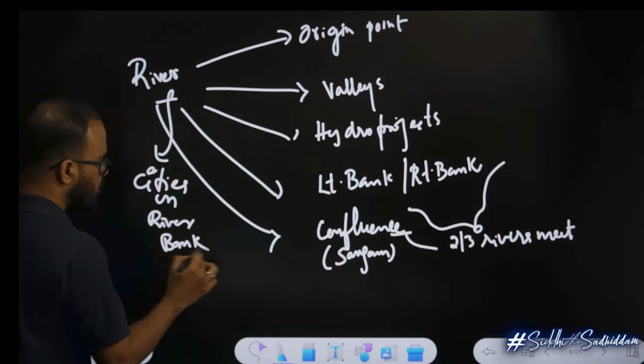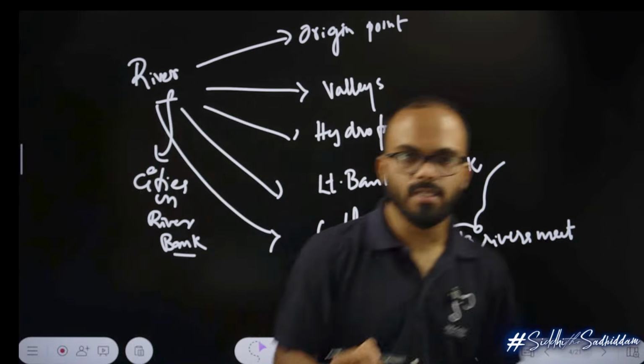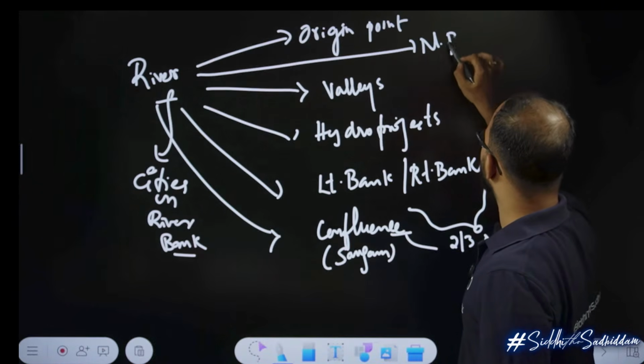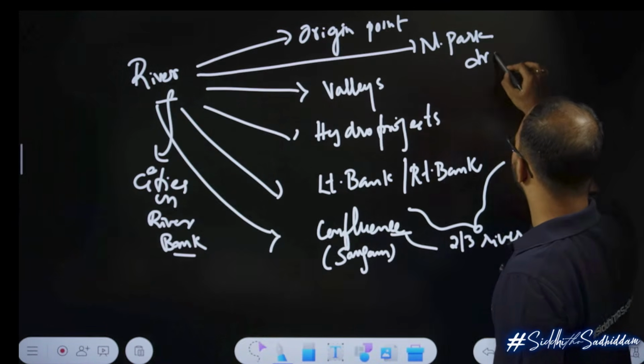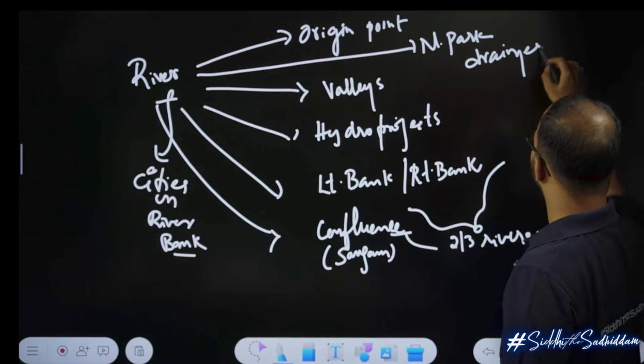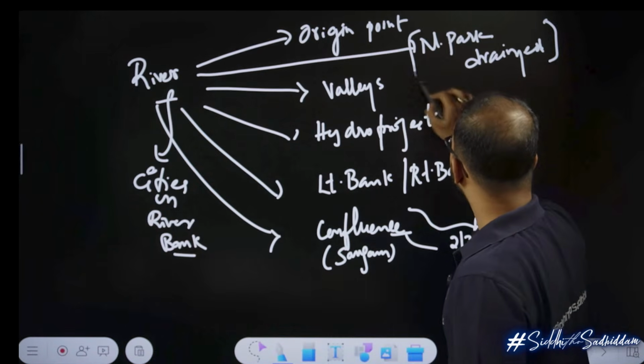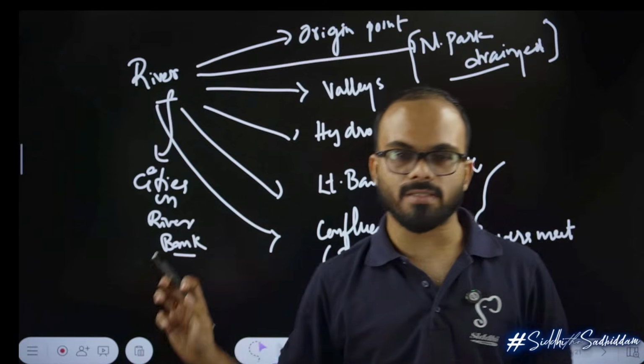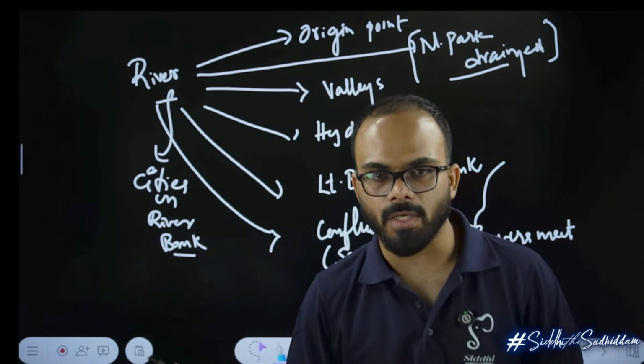And if the examiner wants to make the question a bit difficult, they can also ask you questions on the national park drained by the river. There are questions that were asked in 2025 itself. In environment, in national parks, there are questions. So these are various questions that they are going to ask you from the topic of rivers.